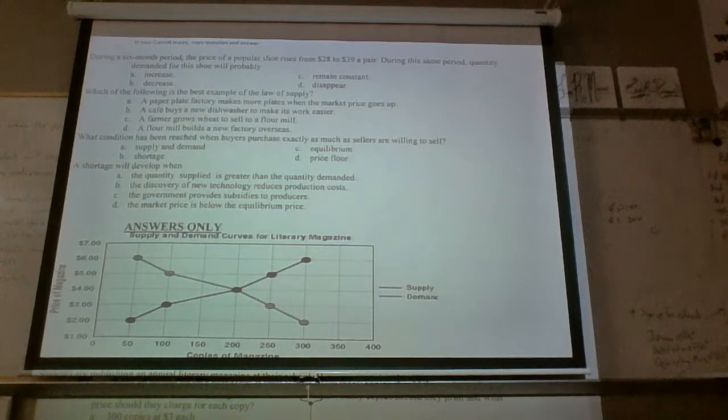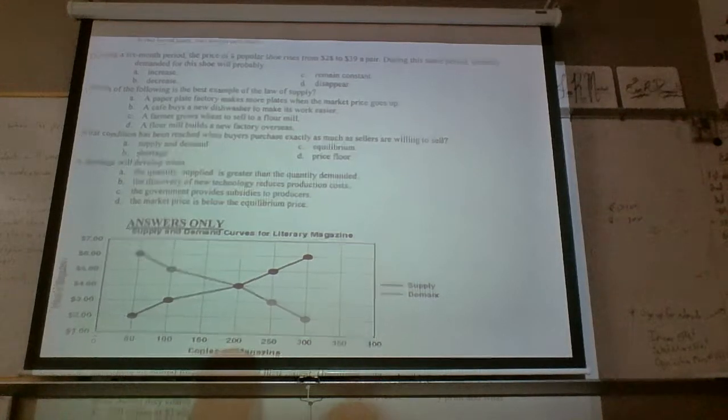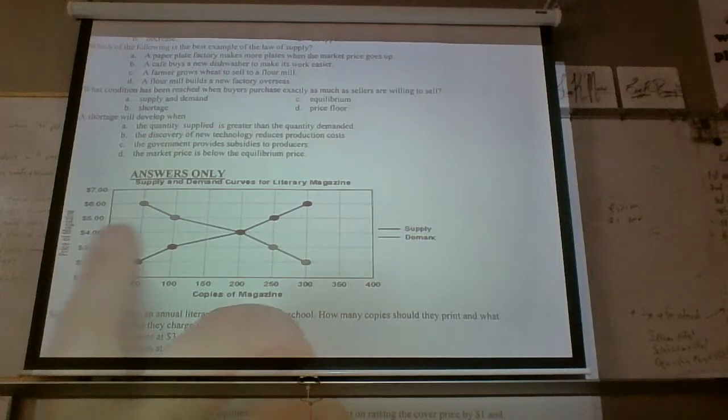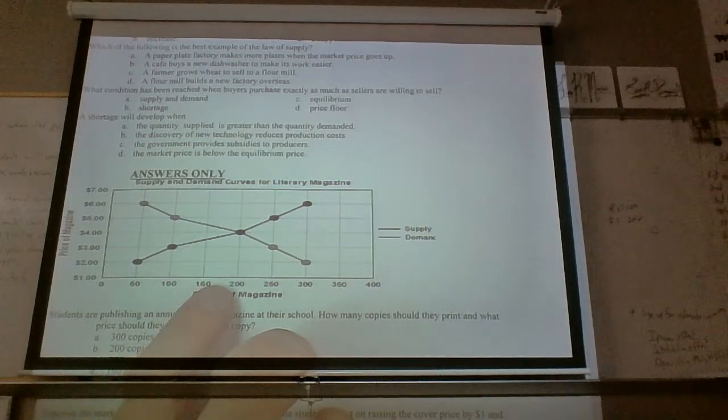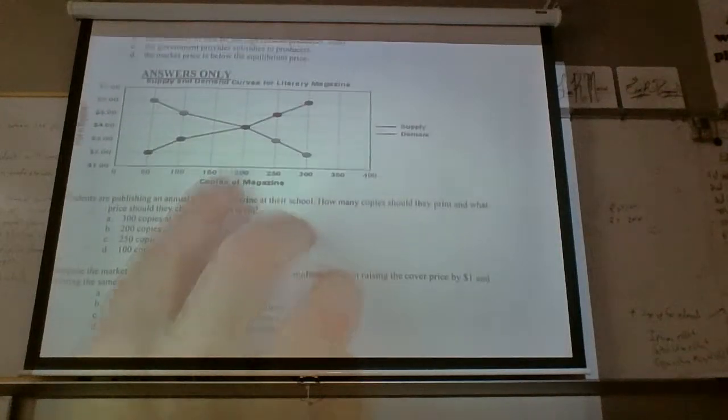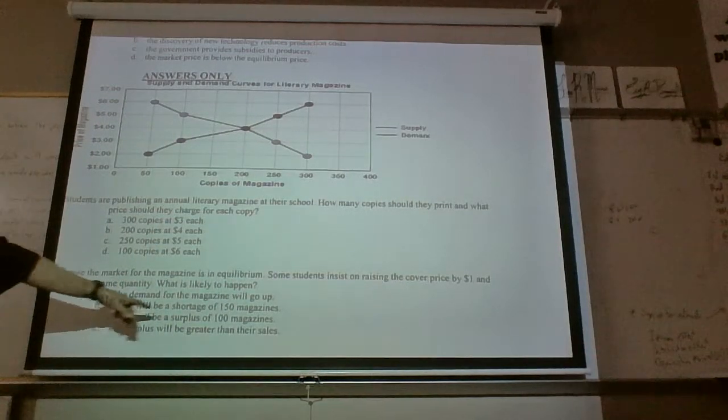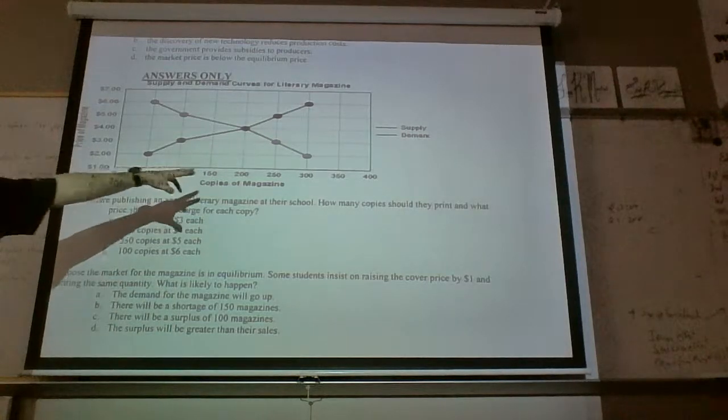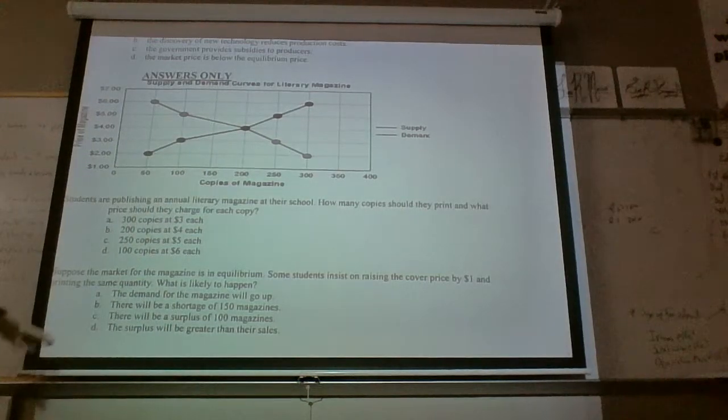All right, if you look here, we're saying here's the equilibrium point. Right there where my finger is the equilibrium point, and it says you raise the price $1 but keep the same quantity. Quantity still at 200. At $5, the quantity demanded will be 100. 100 customers, 200 magazines, right? So there's not going to be a shortage of 150 magazines. We have 200 magazines to sell and 100 customers. The surplus of 100 magazines, that's what you have.